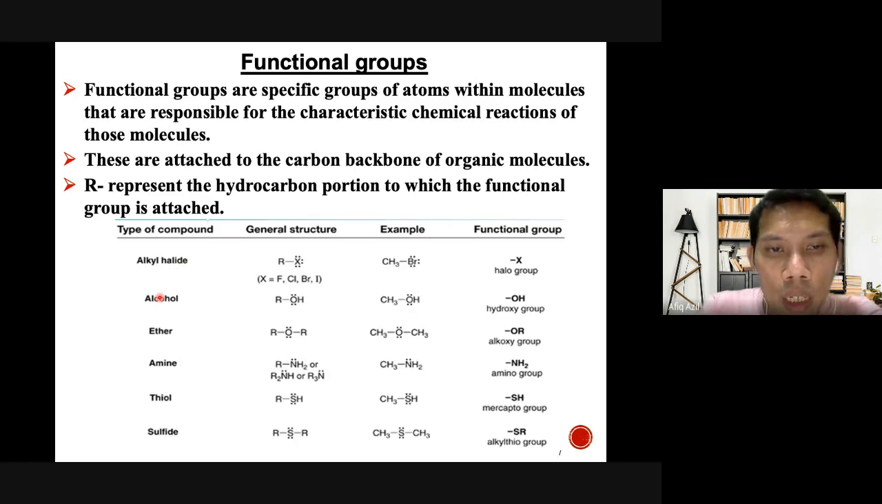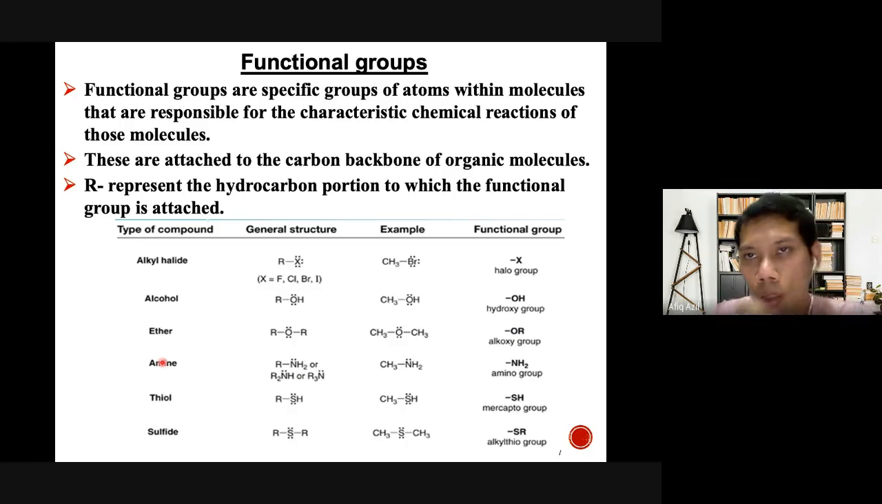And then the second would be alcohol. So if you have an OH group attached to the carbon backbone, so if you have this OH or hydroxy group, it will be known as alcohol. And then you have ether. Ether, the general structure will be ROR. So the oxygen is in the middle with single bond on both sides. So these are known as alkoxy group, which is OR. Either one of these OR is known as an alkoxy group.